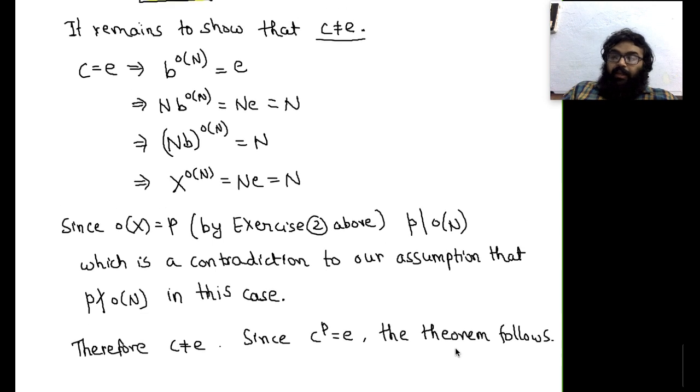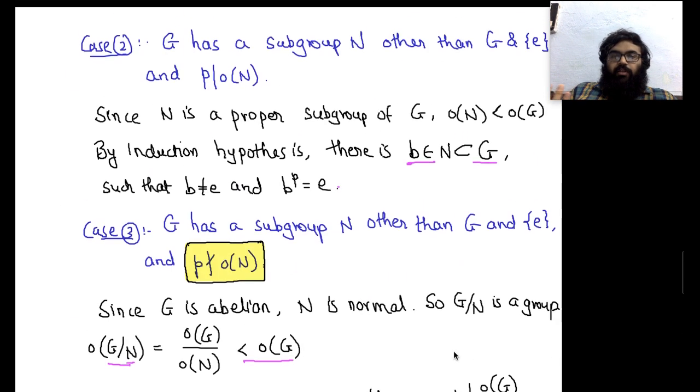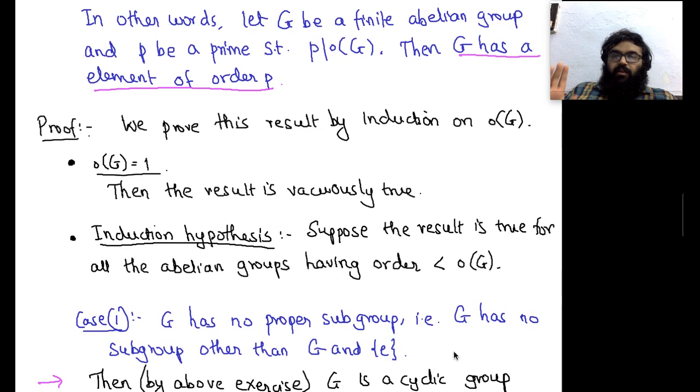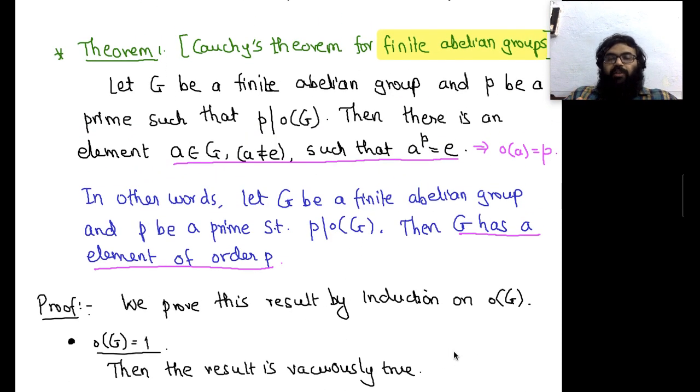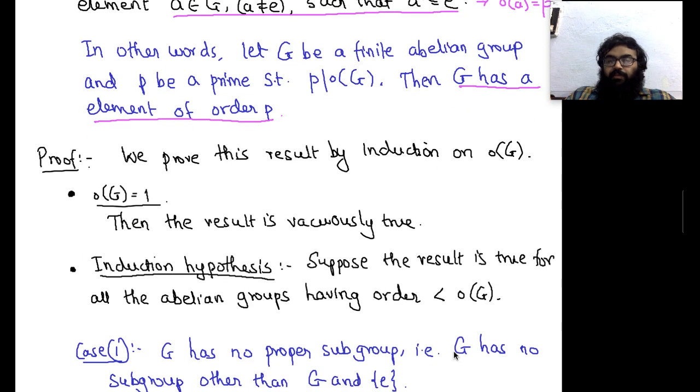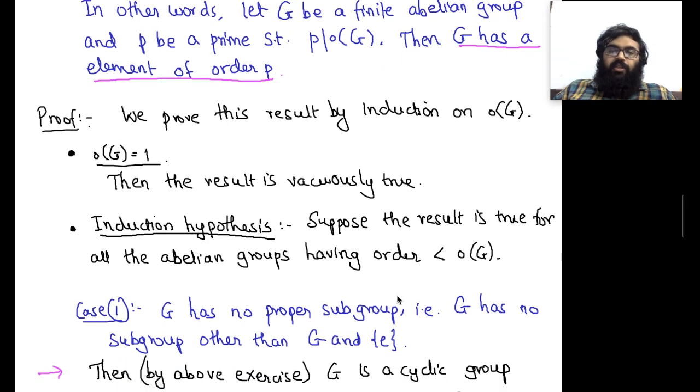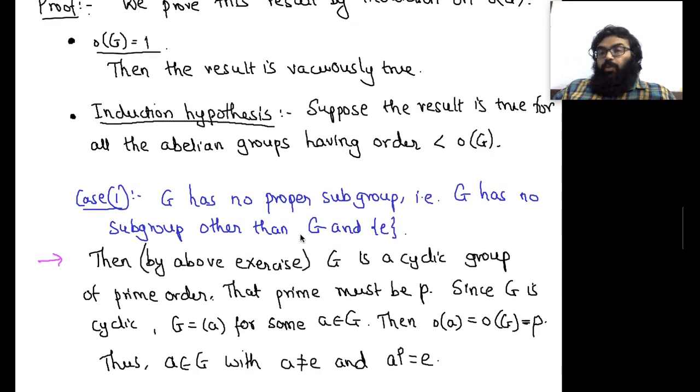Right, so once again, quickly revising all the cases. You can stop the video at this point if you have understood the proof. So G is a finite abelian group, p divides order of G, then there is an element in G of order p. We prove by induction. If order of G is 1, there is no prime dividing order of G, nothing to prove. Induction hypothesis: suppose the result is true for all groups whose order is less than order of G. Assume this. Now case 1, G has no proper subgroup. By first exercise, G must be a cyclic group of prime order.